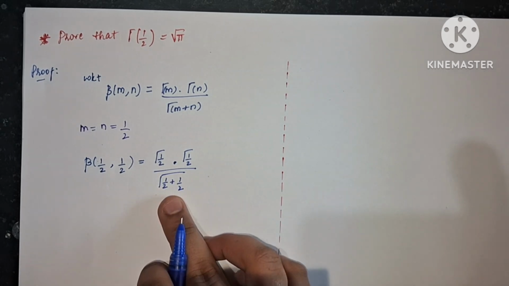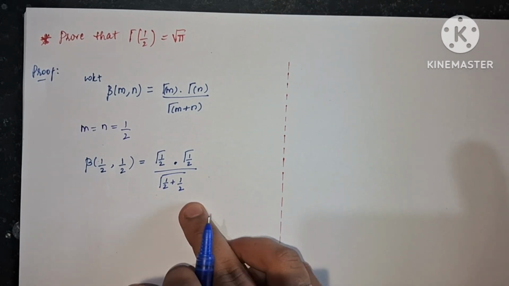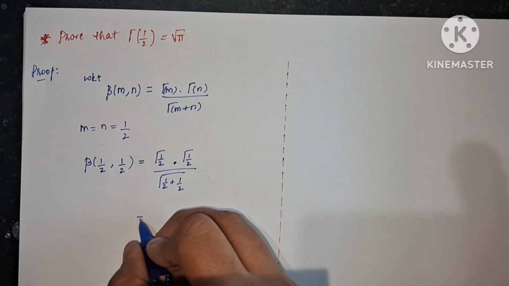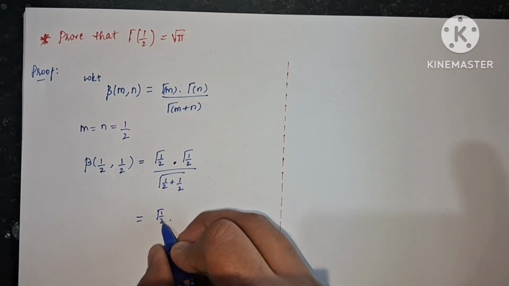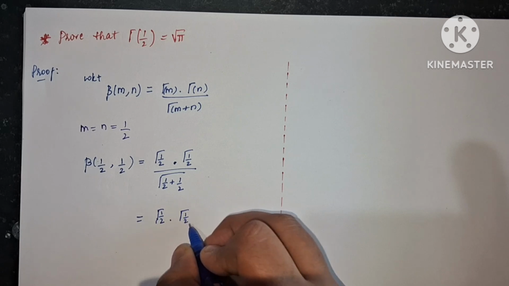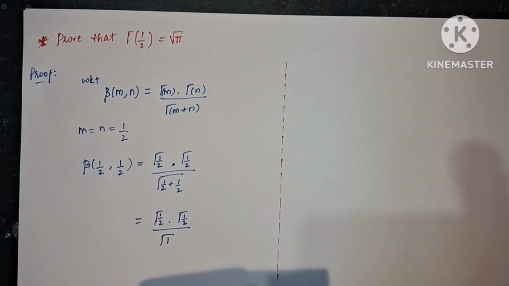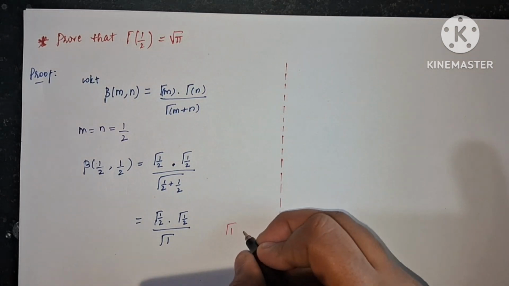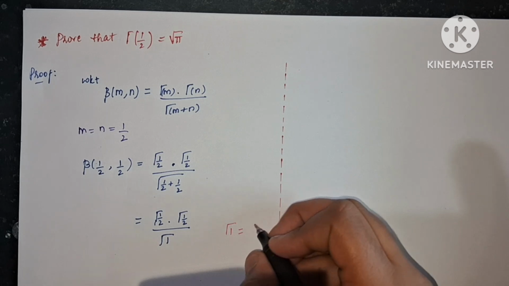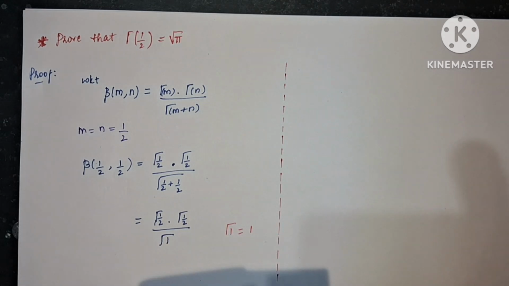So what does this go to? 1 by 2 plus 1 by 2, half plus half is 1. So we will correct it over here. Gamma of 1 by 2 into gamma of 1 by 2 whole divided by gamma of 1. We know from the property that gamma of 1 is given by 1. So I'll write it here: gamma of 1 is equal to 1. Clear?